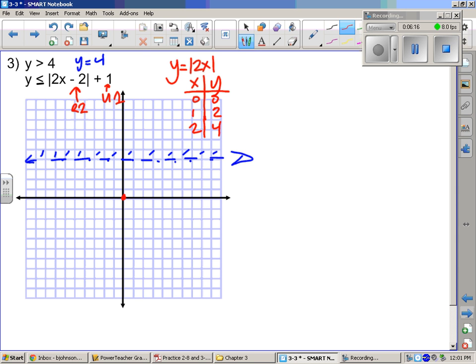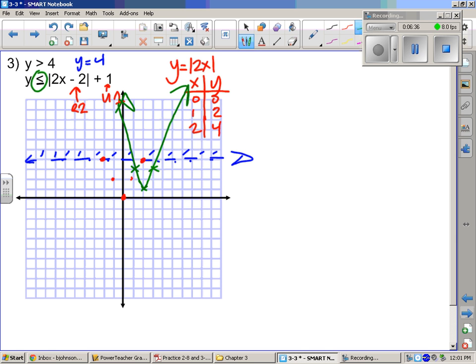That would look like this. And we can use symmetry to reflect on the other side. But remember, there's a shift going on. I got to move each of those things right 2 units and up 1. Right 2 and up 1. It's going to look like that. This one is equal to, so it will be solid.